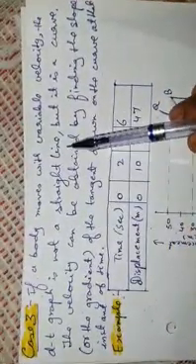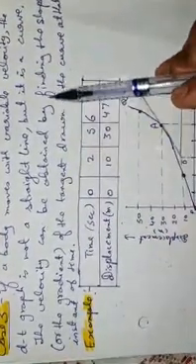Case 3. If a body moves with variable velocity, the displacement time graph is not a straight line, but it is a curve. The velocity can be obtained by finding the slope of the tangent drawn on the curve at that instant of time. See here, I have plotted the graph.